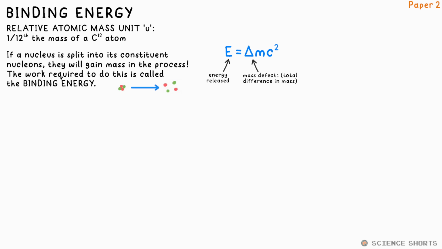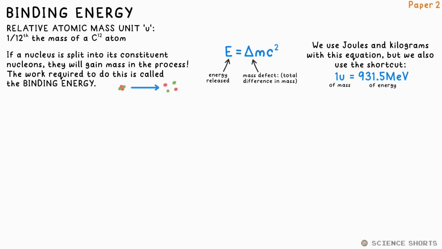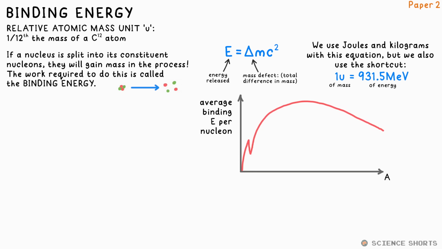Of course, E equals mc squared involves joules and kilograms, but here's the shortcut. 1 U of mass converted into energy gives you 931.5 mega electron volts. This will be in your formula sheet. It's a much nicer conversion factor to work with. This energy needed to separate out the nucleons is called the binding energy. Now, if we draw a graph of average binding energy per nucleon against mass number, we end up with this shaped graph. Now, to all intents and purposes, average binding energy and total binding energy follow basically the same pattern, so they're essentially the same thing. So maybe that'll help you understand what's going on here.